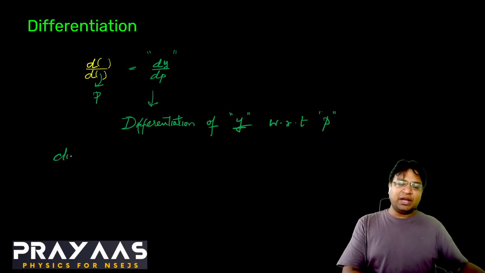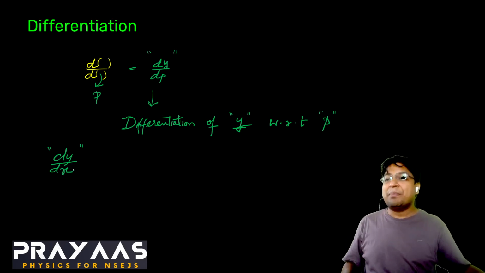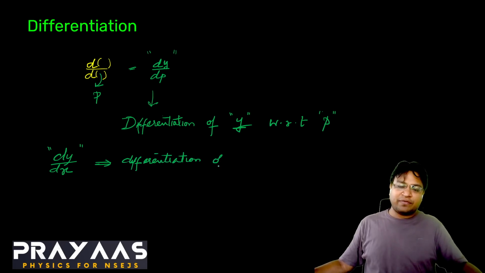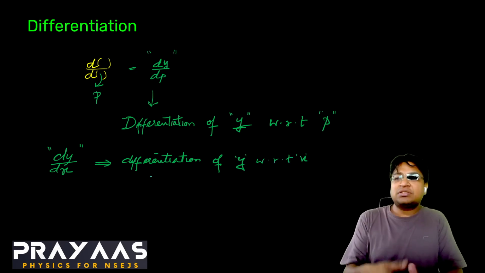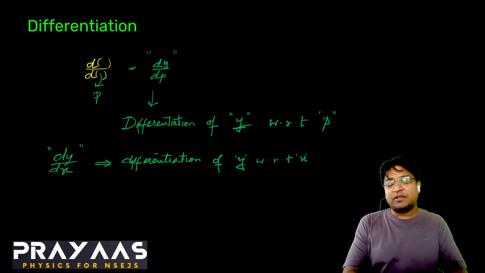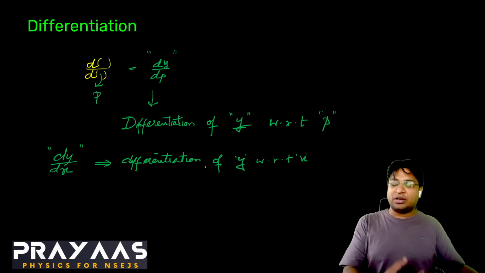So if I write dy by dx, then how will we pronounce it? How will we speak this mathematical language? We will pronounce it as differentiation of Y with respect to x. So this is the representation. This is the operator symbol. And this symbol involves two operands, y and x.